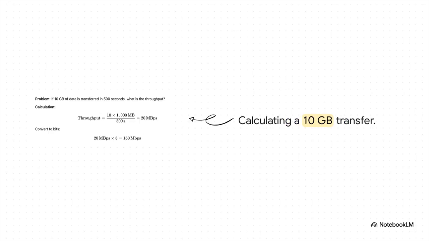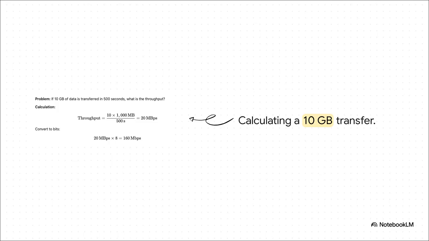Let's run a real-world calculation together so you can see this in action. Say you need to transfer a 10 gigabyte video file, and it takes exactly 500 seconds to finish. What is your actual throughput? Well, first, we convert those 10 gigabytes into megabytes, giving us 10,000 megabytes. We divide that 10,000 by 500 seconds, which equals 20 megabytes per second. Notice that's with a capital B.